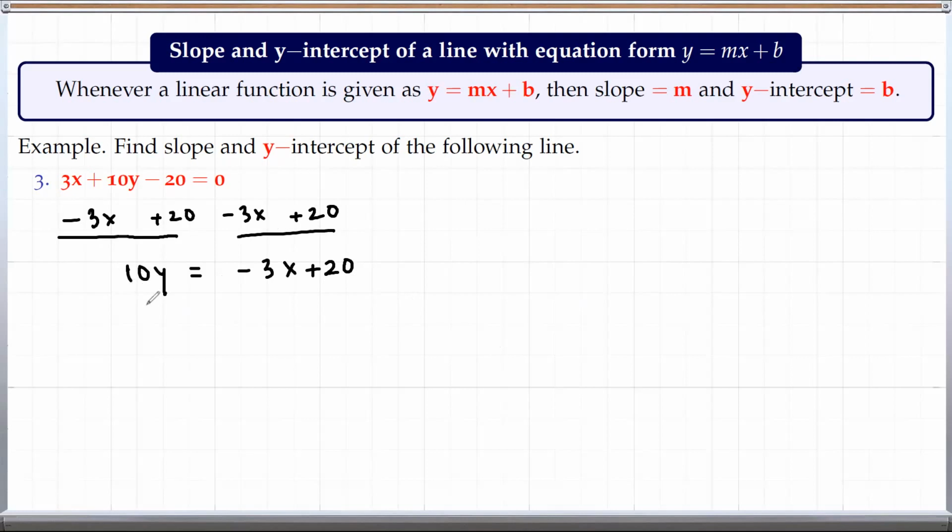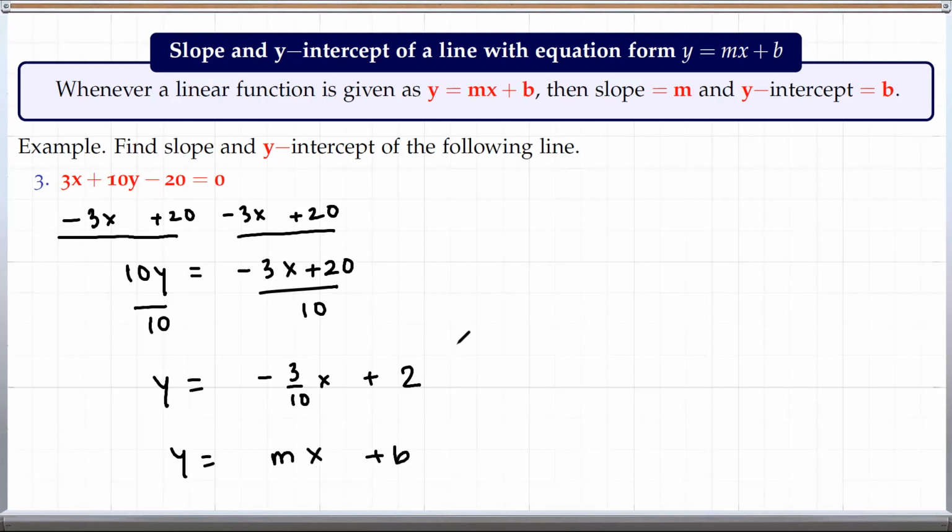Now we need to get rid of that 10. So we can divide both sides by 10. That will give us y equals negative 3 by 10x, when you divide negative 3x by 10, plus, when you divide 20 by 10, you get 2. So now we can compare this with y equals mx plus b. Then we get m equals negative 3 by 10, which is the coefficient of x in both of these equations. And b is the constant, which is 2. So we get the slope and y-intercept.